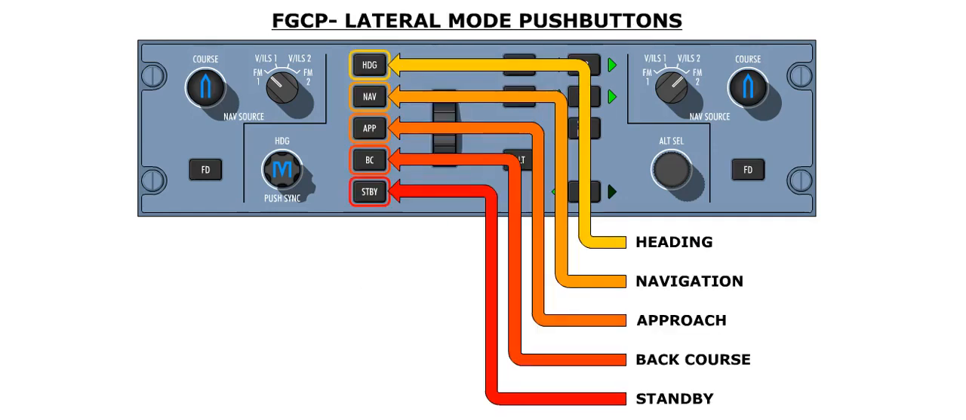The lateral modes are selected by the five lateral mode push buttons, located to the left of the pitch wheel. These push buttons are labeled, from top to bottom, heading, nav, approach, back course, and standby.